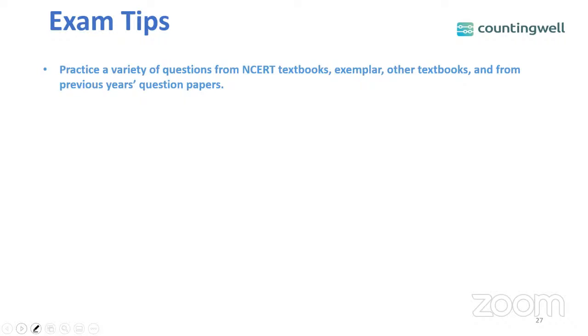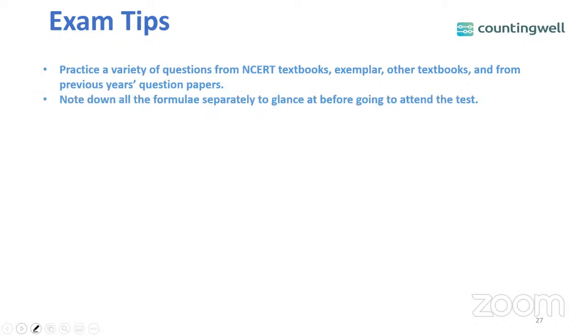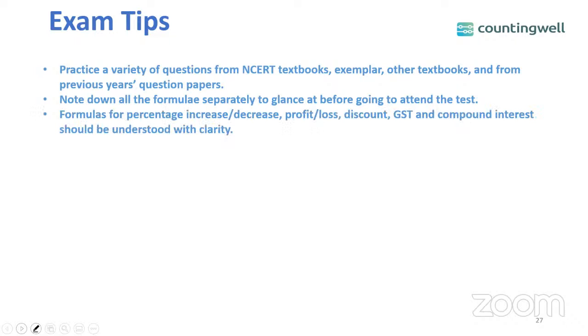Okay, let us see some exam tips for this chapter. First is you have to practice a variety of questions from NCERT textbooks, exemplar, other textbooks, and also from the previous year question papers. Next is you have to note down all the formulas separately to glance at before you attend the exam. Then you have to remember the formulas for percentage increase or decrease, then profit or loss, discount, GST, and compound interest.